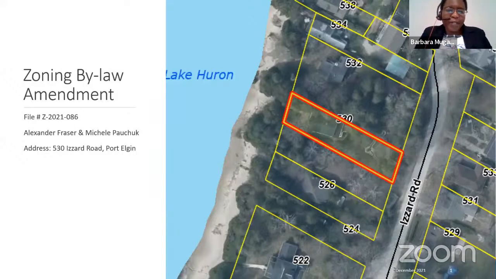So this zoning bylaw amendment application was before committee just last month for the statutory public meeting. During that meeting, committee did not express any concerns, and we did not receive any comments from members of the public. The zoning bylaw amendment application is in relation to 530 Izzard Road in Port Elgin. This site abuts an open road allowance to the west, and beyond that is the lake. The property contains a cottage and a shed.